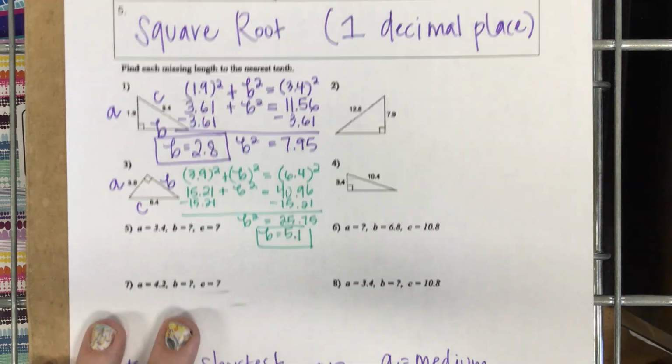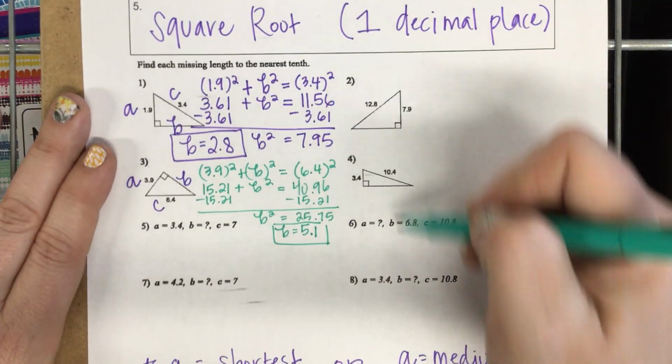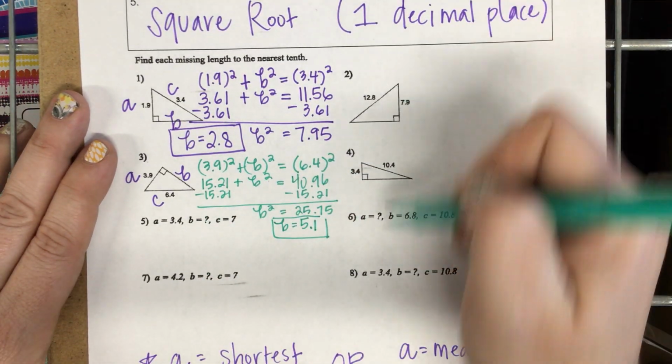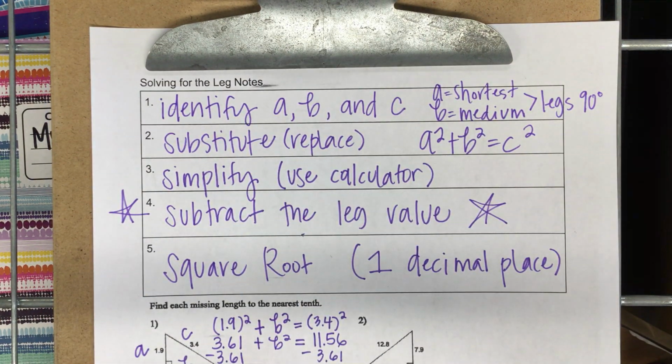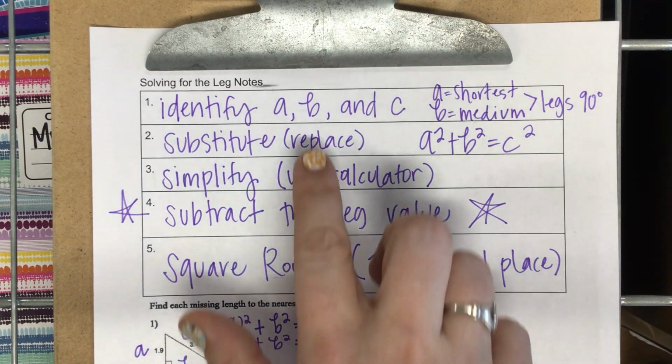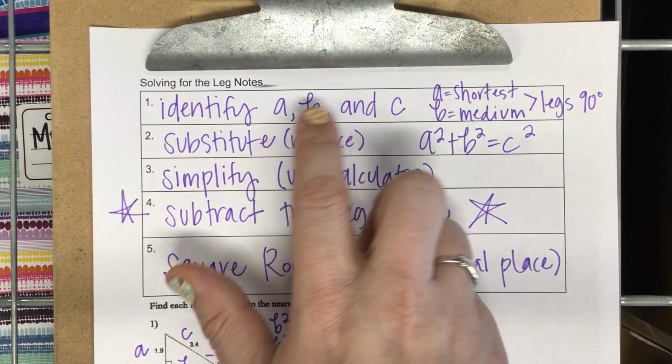So you need to keep practicing. We've got 6 more practice problems. Follow these 5 steps every single time. We're solving for a leg, one of the A's or the B's.